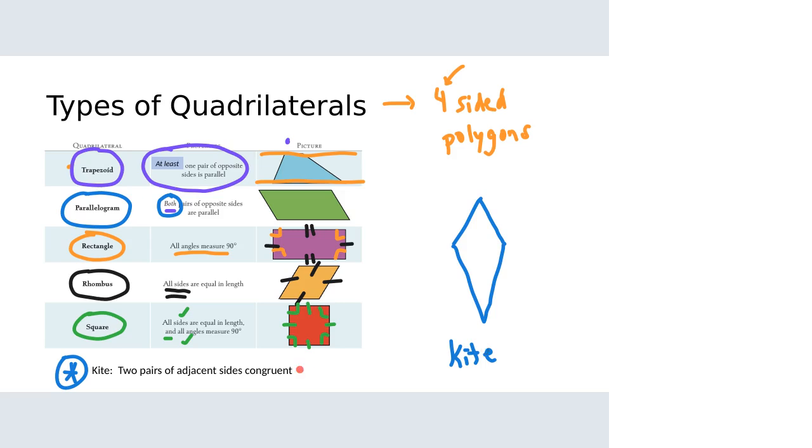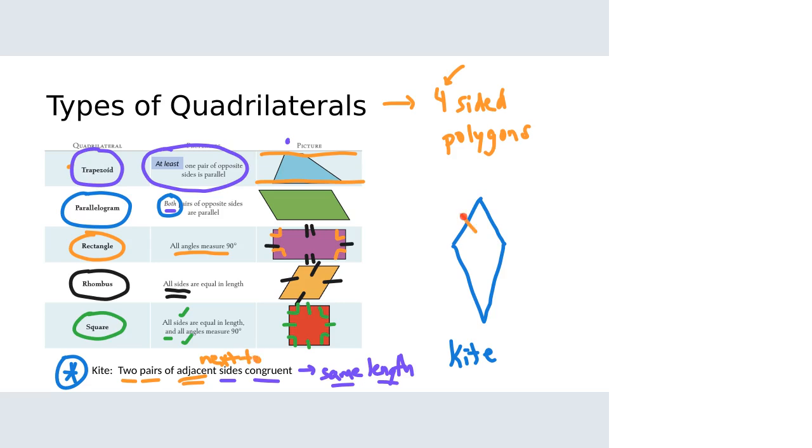Okay, congruent means they're the same length when we're talking about sides. If we were talking about angles, they would have the same angle measure. But since we're talking about sides being congruent, they're going to be the same length. And I need, okay, let me read this again. I need two pairs. Well, there's only four sides in this thing. A kite's a quadrilateral, so there's only four sides. So two pairs of adjacent, which means next to each other.